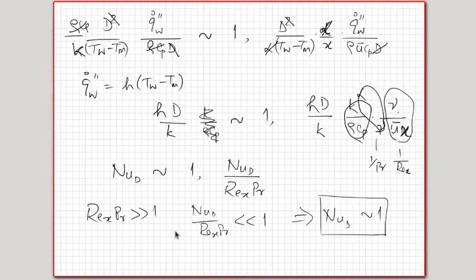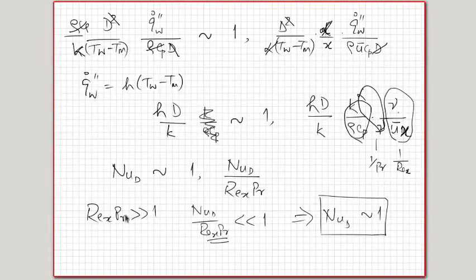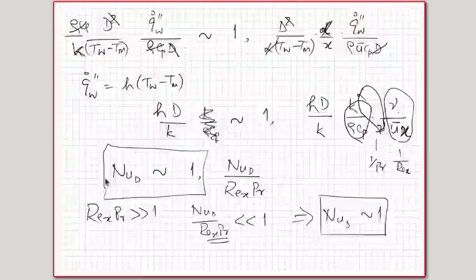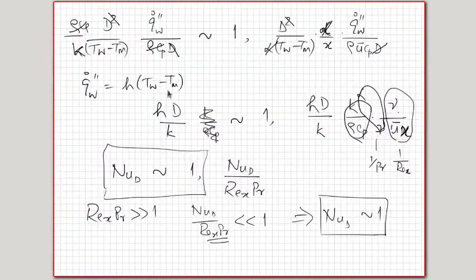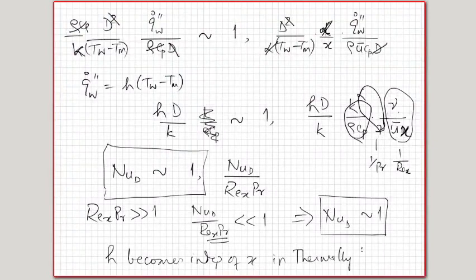Okay, so this is the interesting result that you get, that as the flow goes to full development, which is Rex Pr much larger than 1, you get the NuD of the order of 1. We have not invoked any condition here that the heat flux is constant or wall temperature is constant or any of that. So for all kinds of internal flows, after the flow becomes fully developed, the order of magnitude analysis tells me that the Nusselt number becomes independent of X. Okay, so what is the Nusselt number? It is actually HD by K, and D and K are anyway independent of X. So H, the heat transfer coefficient, becomes independent in thermally fully developed region.